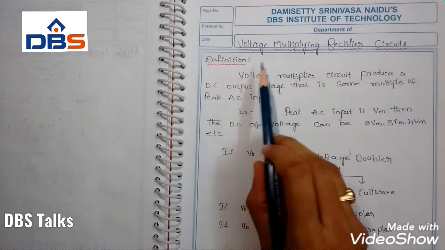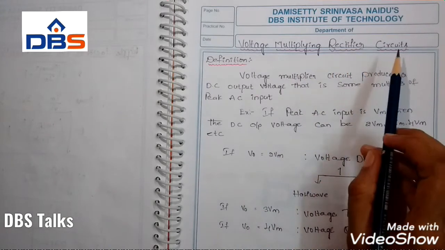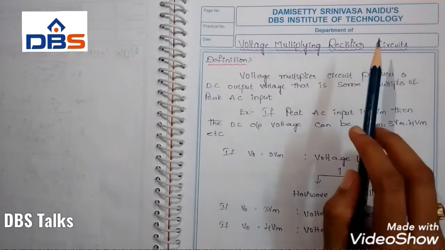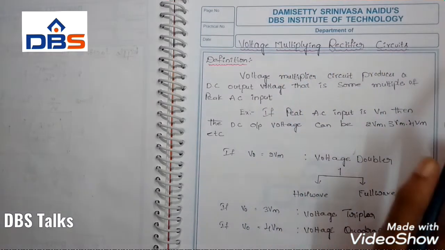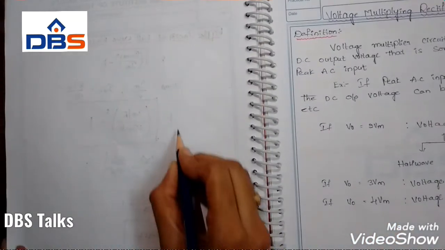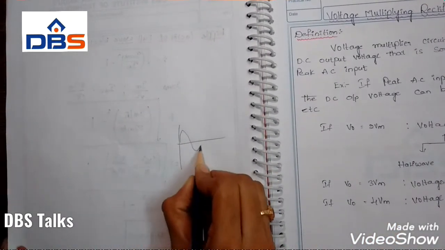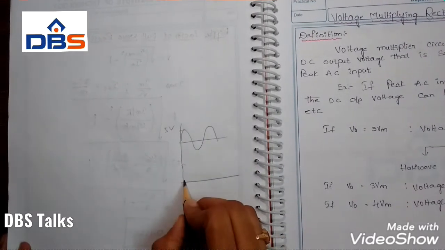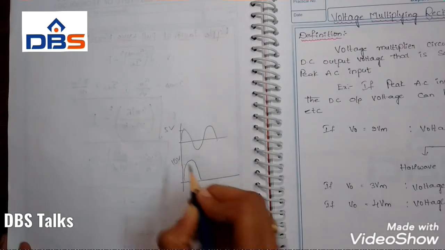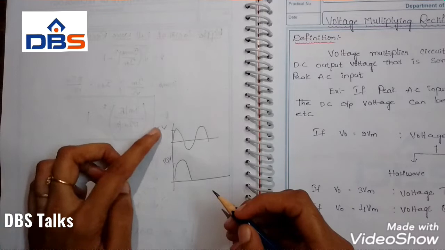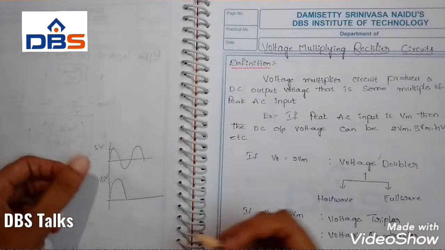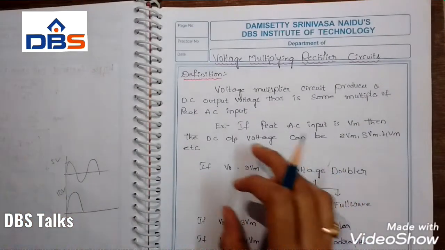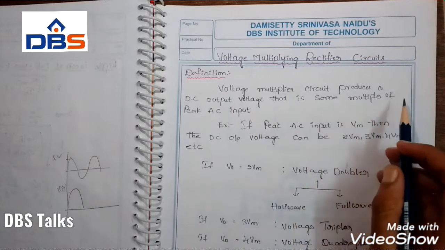Today's topic is the voltage multiplying rectifier circuit. We already know that a rectifier converts an alternating current into a direct current. But a voltage multiplying rectifier circuit means, for example, if our AC input signal is 5 volts, then at the output side we will get 10 volts, twice the input voltage. So it is just multiplying the input by a number. This is the definition of a voltage multiplying rectifier circuit.